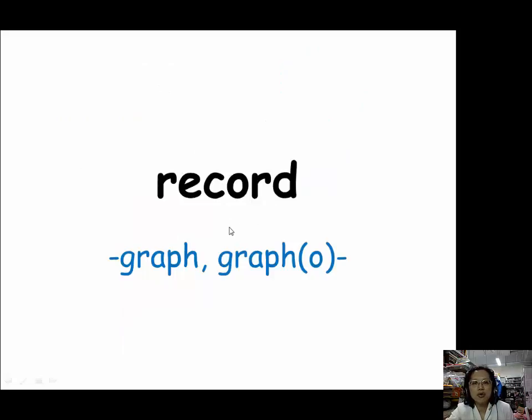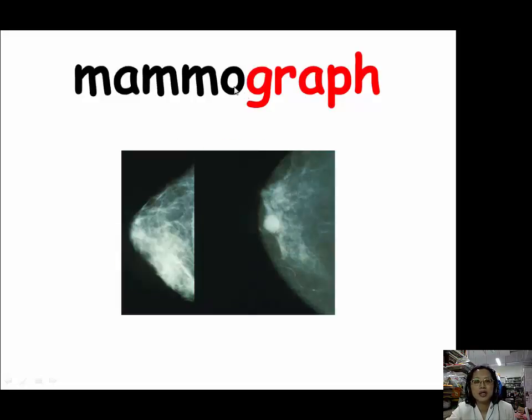The action of record, we could use this suffix graph, G-R-A-P-H, or the prefix grapho, G-R-A-P-H-O. Let's see our example. Our example for graph is mammograph. Mammograph is the record of the mammography, which is a radiography of the mammary gland.